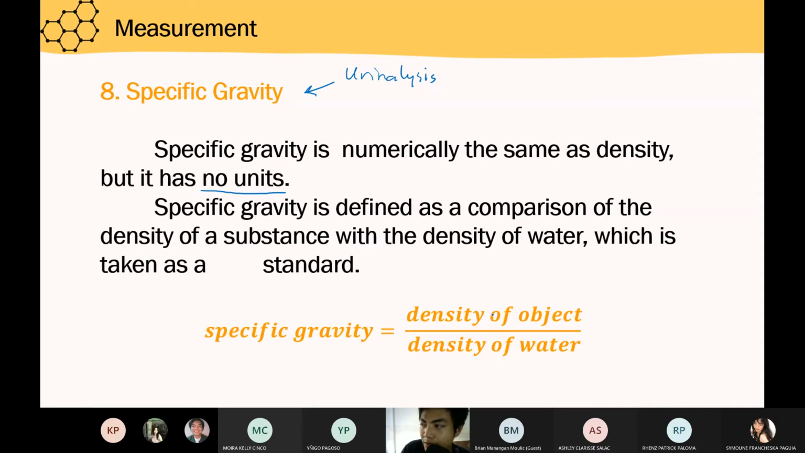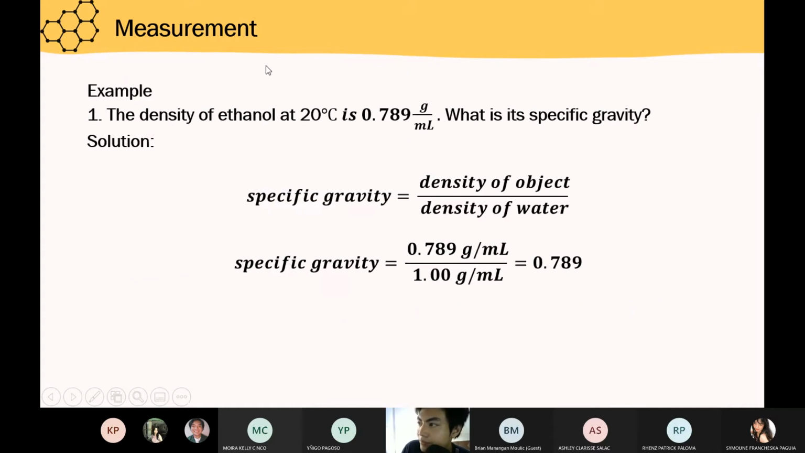Wala naman siyang pinagkaiba with the density. Ang pinagkaiba lang is wala siyang unit, no? Bakit kaya? Kasi you just divided it by the density of the water. And we know that the density of water is 1 gram per ml. Okay. So, kunwari, density ng urine, 0.9 gram per ml. Divided by 1, basically 0.9 lang din yan. Okay. So, yun. Saan to ginagamit? Medical sciences. No? So, dun siya ginagamit.